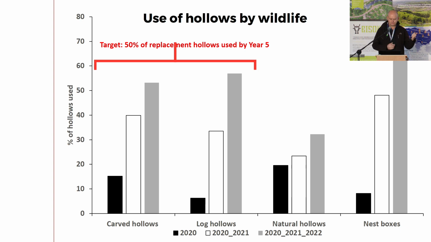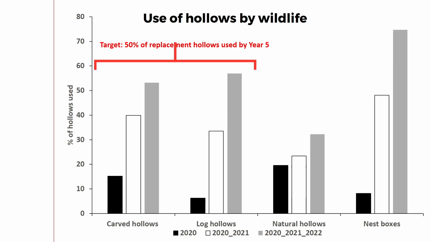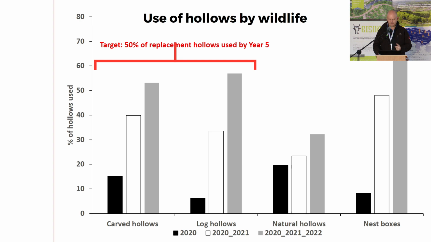And then the survey we did just a couple of months ago, the replacement hollows being carved hollows and log hollows, were above 50%. So the project has been successful in terms of the condition of approval. Natural hollows a bit less. And nest boxes, despite being considered inferior, are the type of hollow that animals seem to prefer to use. And when I say animals, I'm talking about birds, the gliders and other vertebrates.